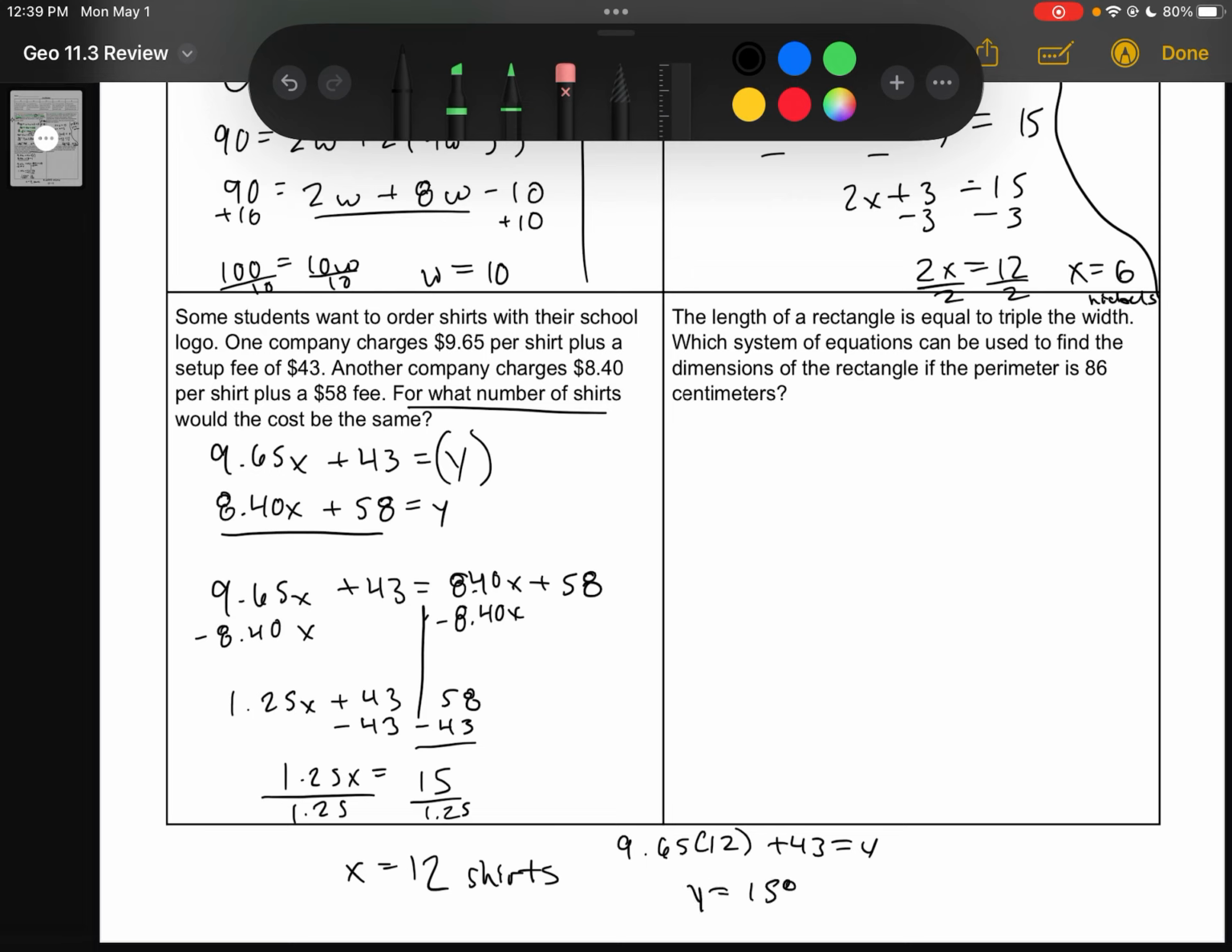So the costs are both the same, $158.80. All right, so try the lesson on your own. As always, the answers are posted in Canvas, so take a look there on the next page.